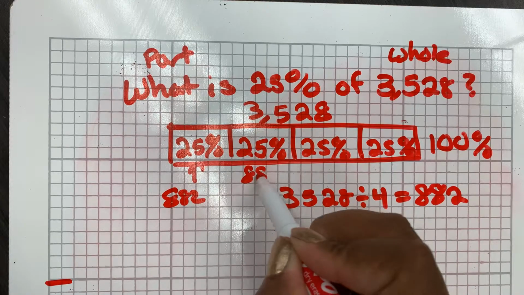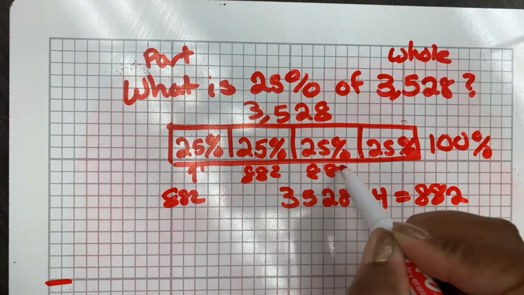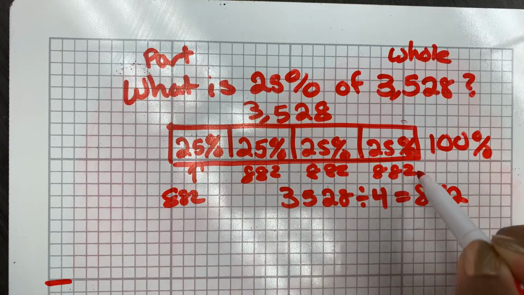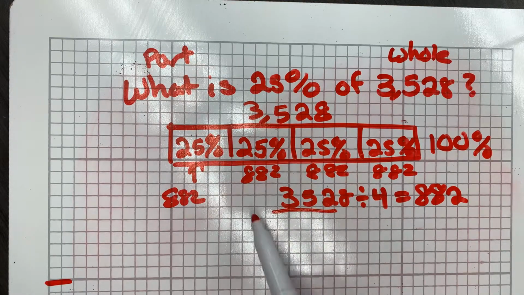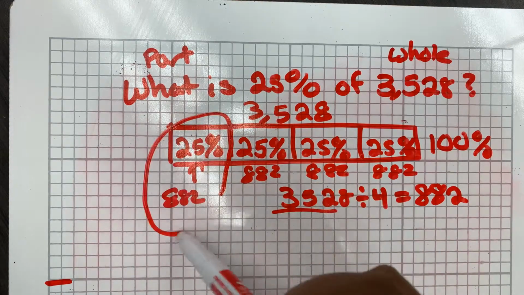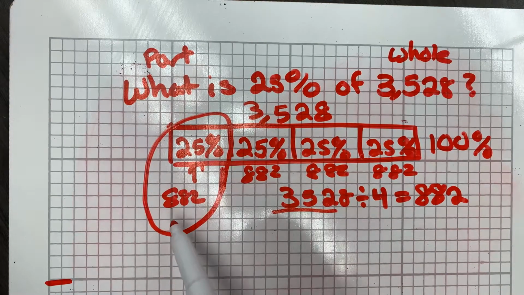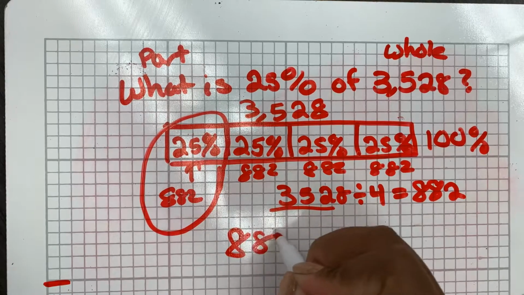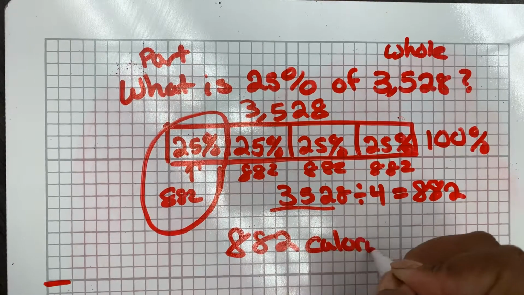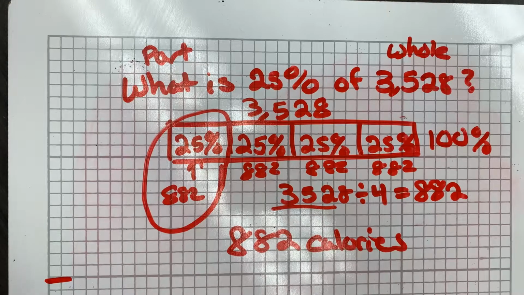Same with this one, 882, 882, 882. That brings me back to my total of 3,528. Now I'm only going to eat 25% of it, and now that I know that 882 represents 25% of the pie, then I know that I ate 882 calories. And it was delicious.